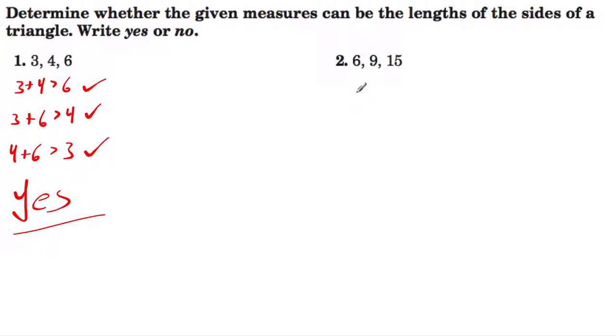6, 9, and 15. Well, if we do the first one, 6 plus 9 is equal to 15. It's not greater than 15. So already I'm done. No. As soon as I get one case where this is not true, then I know the rest of them are false. That cannot be a triangle.